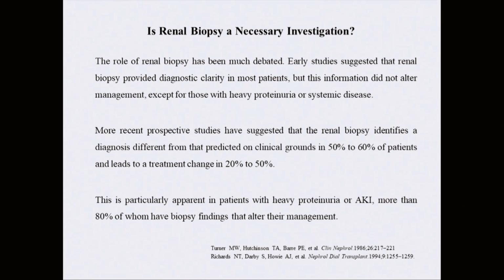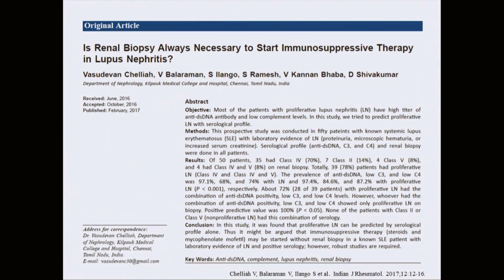The role of renal biopsy has been much debated. Early studies suggested that renal biopsy provided diagnostic clarity in most patients, but this information did not alter the management, except for those with heavy proteinuria or systemic disease. More recent prospective studies have suggested that renal biopsy identifies a diagnosis different from that predicted on clinical grounds in 50 to 60% of patients and leads to treatment changes in 20 to 50%. This is particularly apparent in patients with heavy proteinuria or AKI, more than 80% of whom have biopsy findings that altered their management.